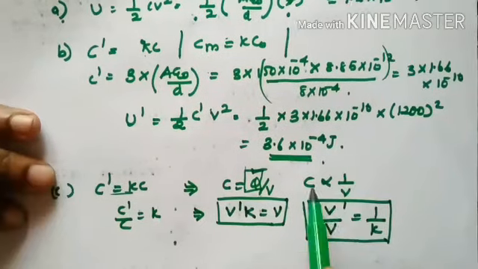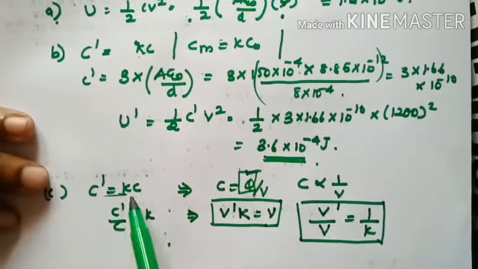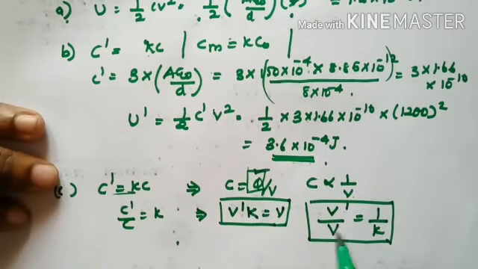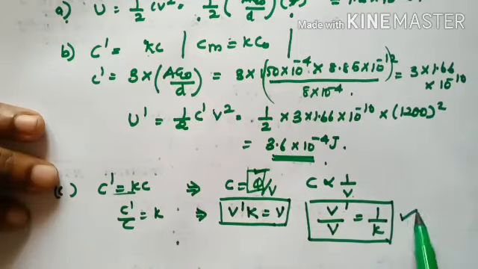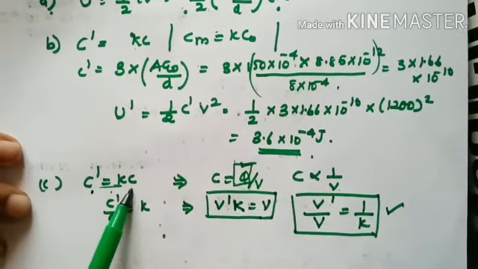right? See, C is inversely proportional to V, so C is proportional to K, right? So V will be proportional to 1 by K. So it will be V dash by V is equal to 1 by K. This expression is very important, guys. It's very easy to understand. C dash is equal to K into C.